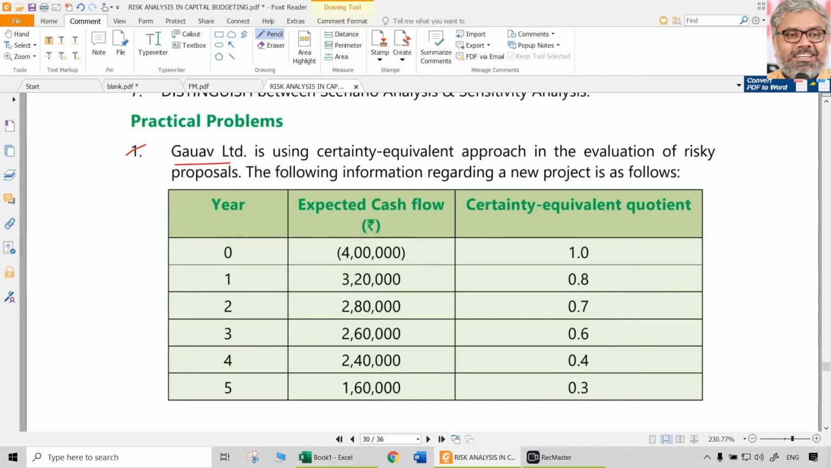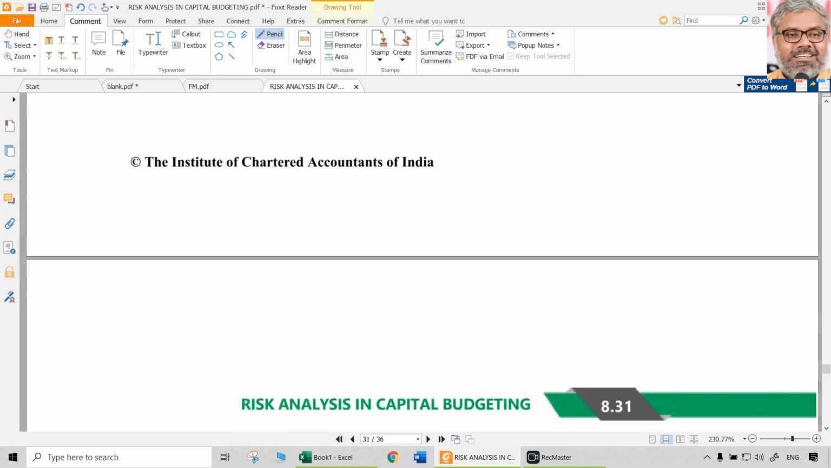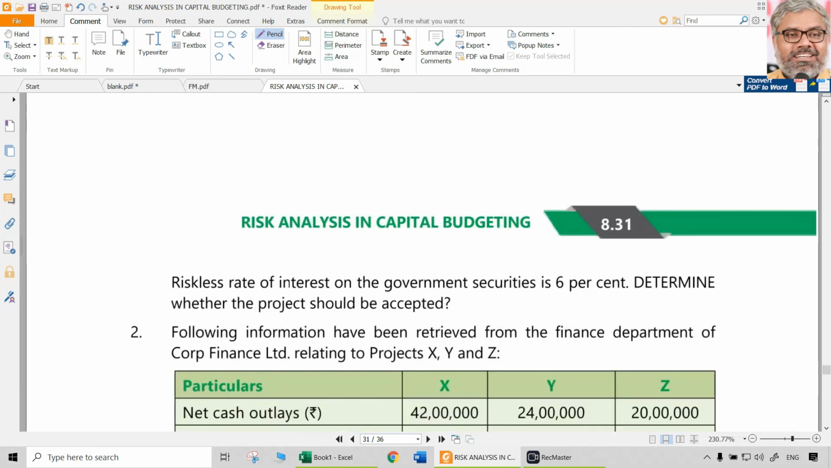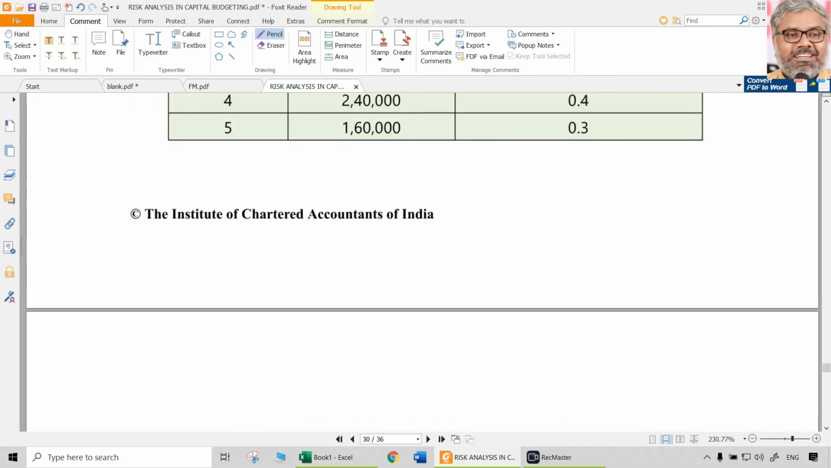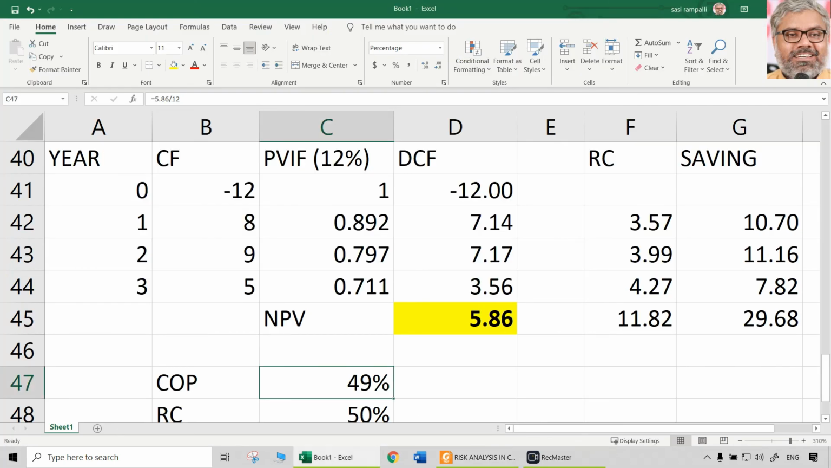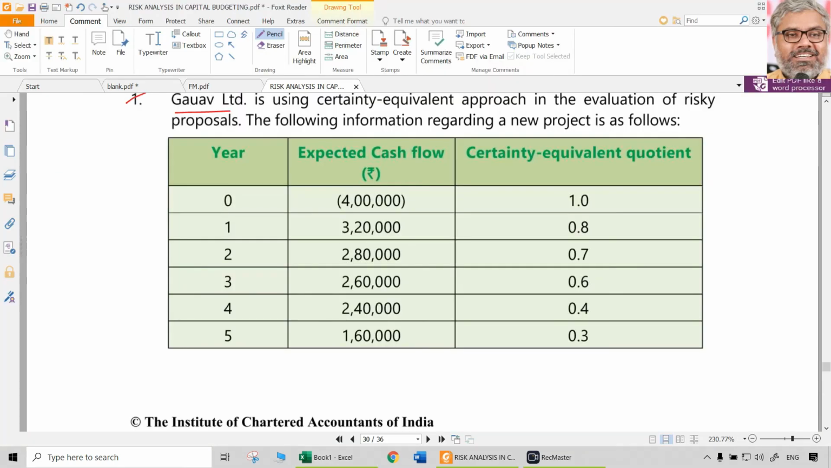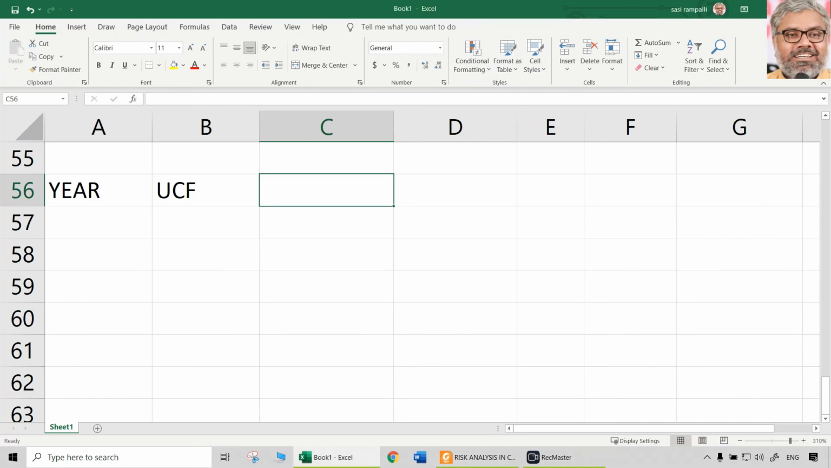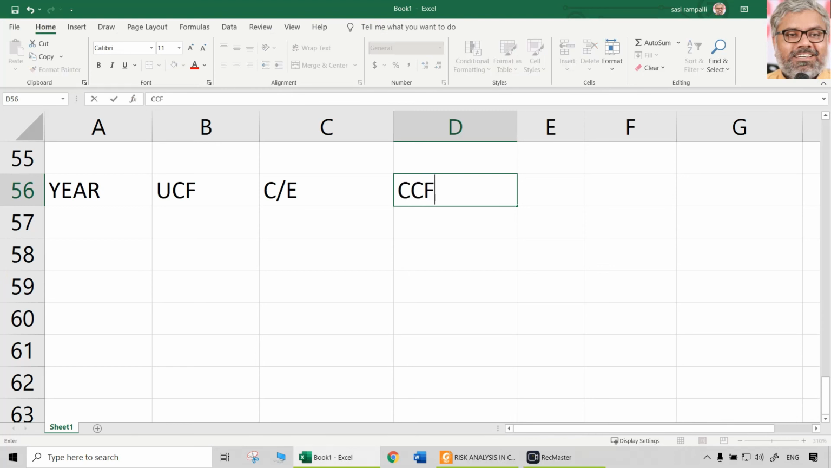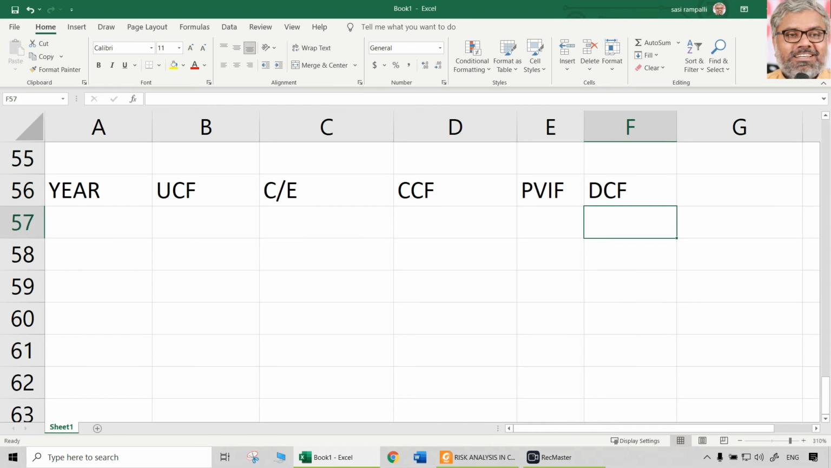Expected cash flow, certainty equivalent coefficient or quotient is given, and the riskless rate of interest on government securities is 6%. Determine whether the project should be accepted. Simple question, 5 marks question. All that we need to do is first find out certain cash flows. So here, as usual, the uncertain cash flows, which are originally given as expected cash flows, have to be multiplied with the certainty equivalent. Then what we get is certain cash flows. Then we will have PVIF. Then we will have discounted cash flows.